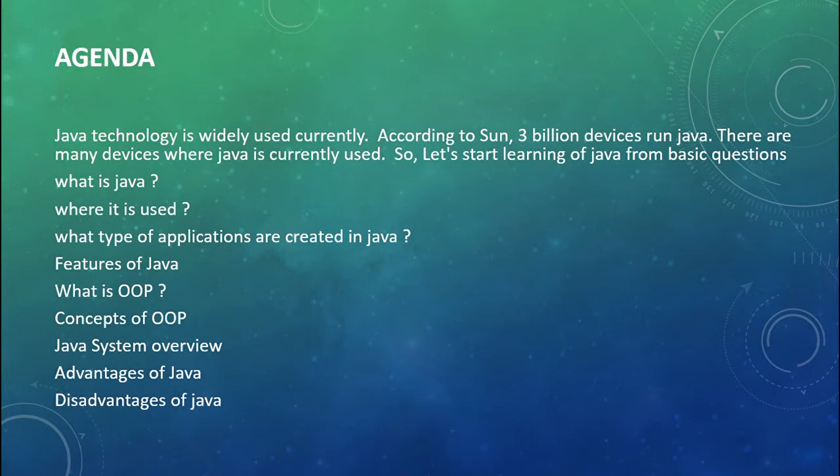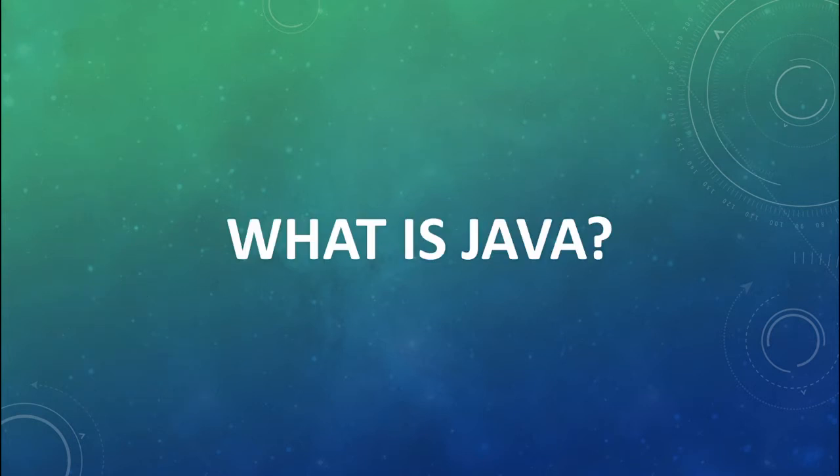So let's start learning. What is Java? Java is a programming language and a platform, and Java is an OOPS language too. What is a platform? Any hardware or software environment in which programs run is known as a platform. Since Java has its own runtime environment and API, it's a platform too.